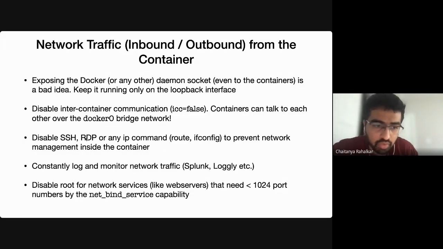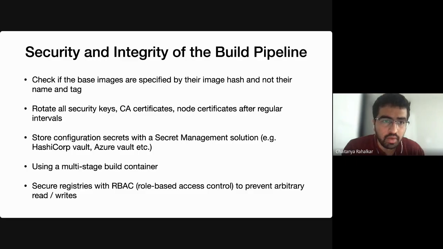And another thing to note is to disable root for network services. Typically, if you're running a service that needs a port that is less than 1024, you need root access for that. But you can disable that with the net bind service capability that you have in Docker. So essentially you don't need root to run these services for ports less than 1024.